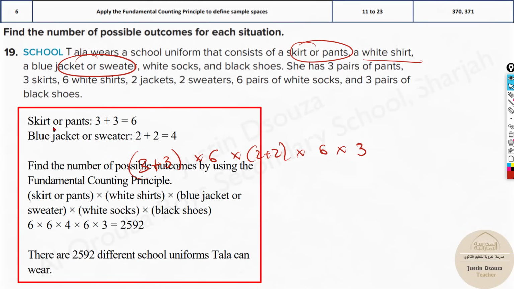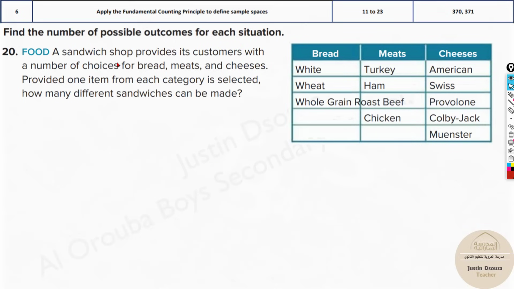See over here, only the skirt and pants, sweater and jackets are to be added. Everything else, it will be 3 plus 3 is 6 times 6 times 4 times 6 times 3. That is the possibility.